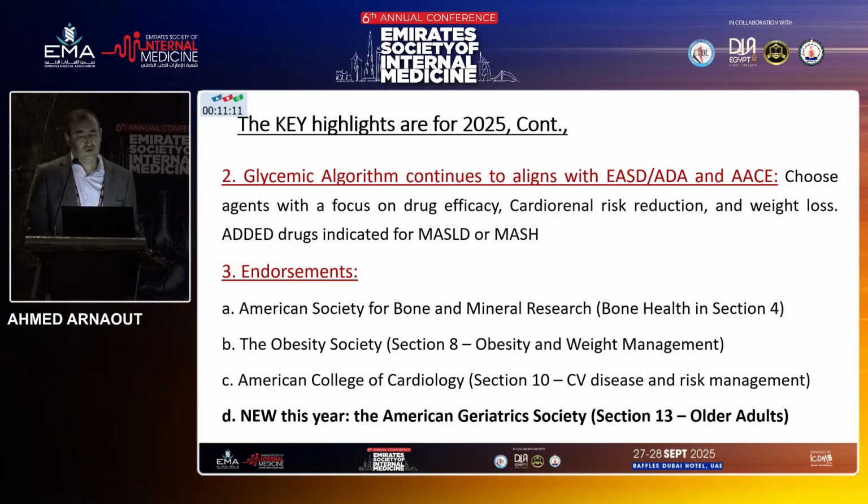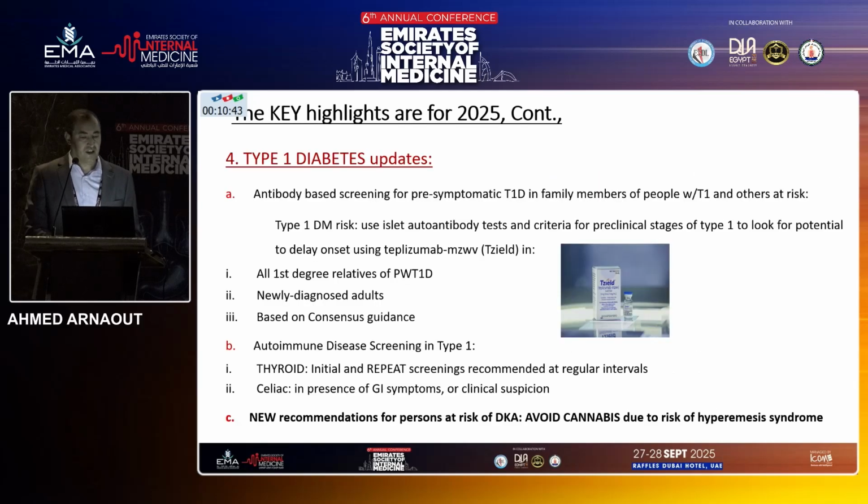The algorithm continues to be aligned with the European Association for the Study of Diabetes, the American Association of Clinical Endocrinologists, and the ADA. And there is endorsement also from other societies like the American Society for Bone and Mineral Research, the Obesity Society, and the American College of Cardiology. New this year in the standards of diabetes, they added the American Geriatrics Society to also be in section 13, which deals with the older patient.